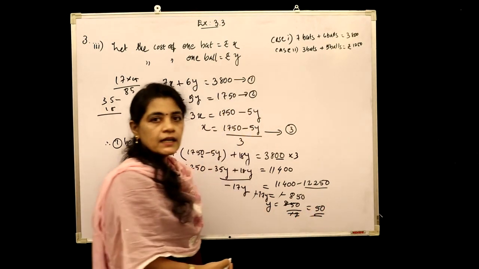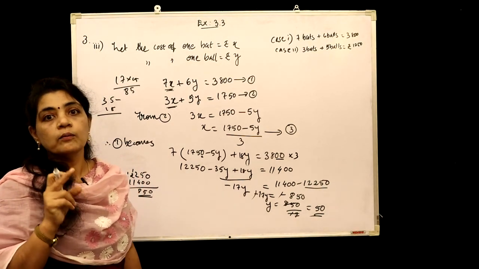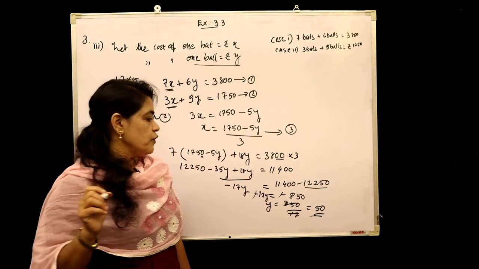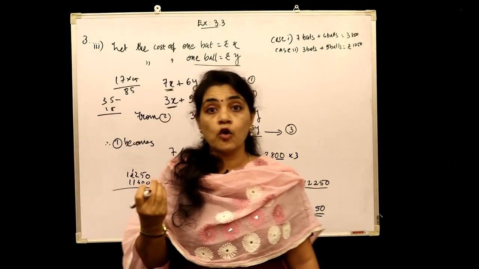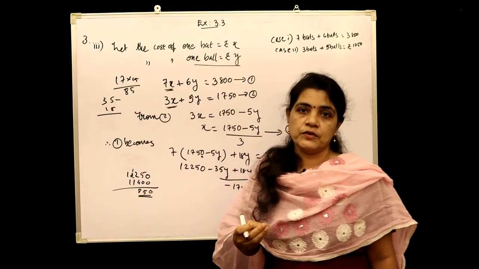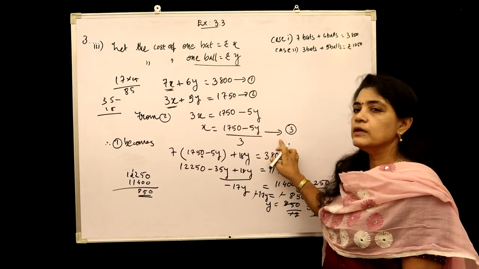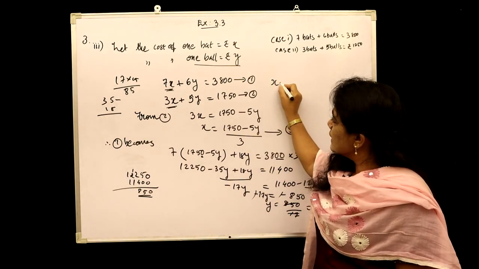What we have taken? We have given the variable y for the cost of one ball. That is, cost of one ball is 50 rupees. And now we have to find out the cost of one bat. For that we are going to substitute the value of y in equation number 3. Usually what we are doing. So hence you can easily get x.